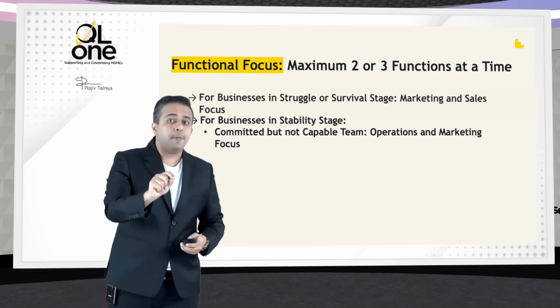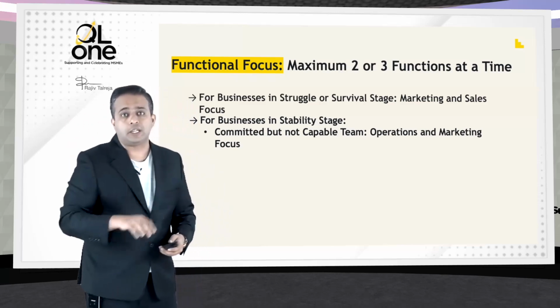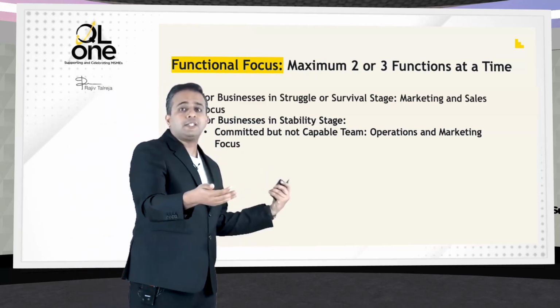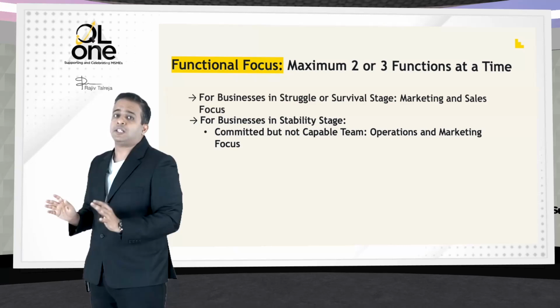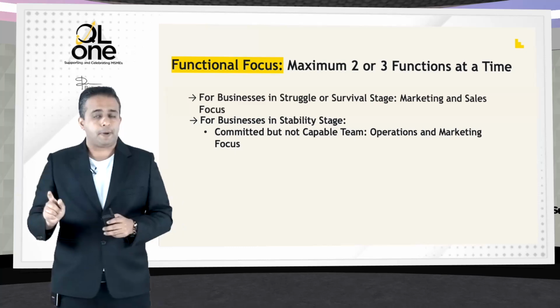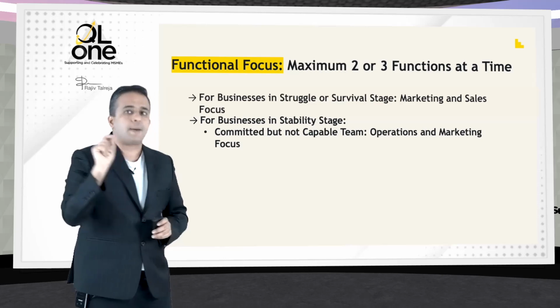They may not be capable, and an indicator of that is that the business owner has to sit and do the work of the team. The business owner has to do sales meetings and close deals even though there is a sales team. The business owner has to step into operations and handle the customer even though there's an operations team. Are you seeing that kind of a team is committed but not capable? In that kind of a scenario, you need to focus on operations and marketing.